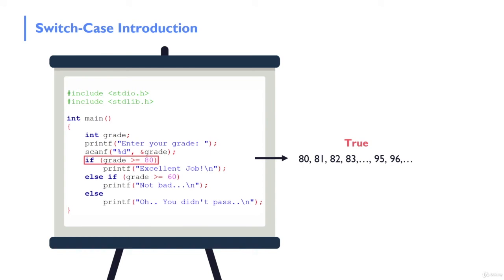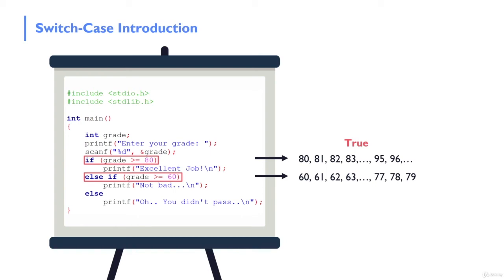It will be true. And then we also had the else if statement that checks whether a grade equals or higher than 60, but is less than 80. And similarly, this condition will be true for all numbers between 60 to 80, right? 60, 61, 62, and so on, up to 80. So once again, this means that these different conditions may be true for a range of numbers.